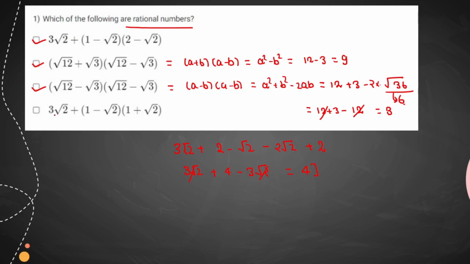The last option is 3 root 2 and 1 minus root 2, 1 plus root 2. So it will give 3 root 2 plus, it is also a minus b, a plus b, so it will simply give 3 root 2 plus 1 minus 2. So 3 root 2 minus 1, this is an irrational number, so this option is incorrect.